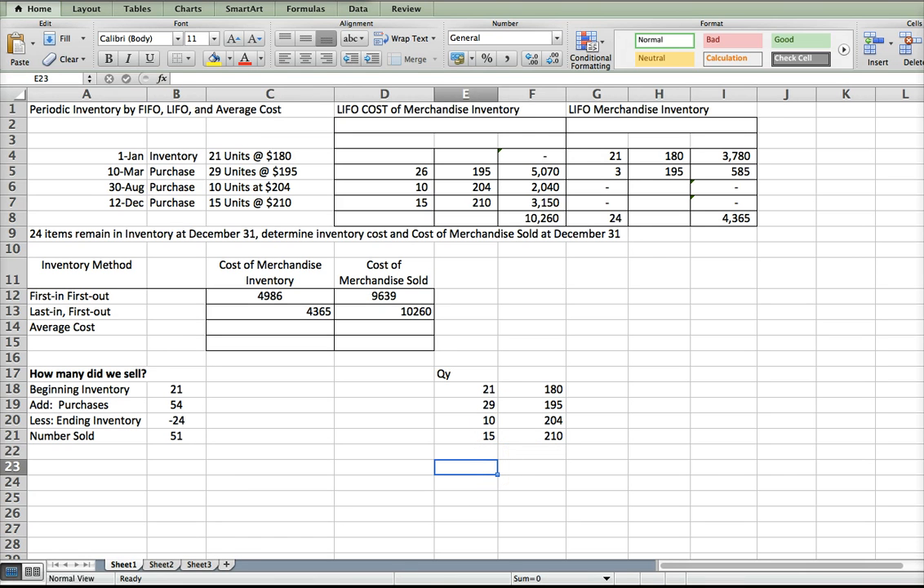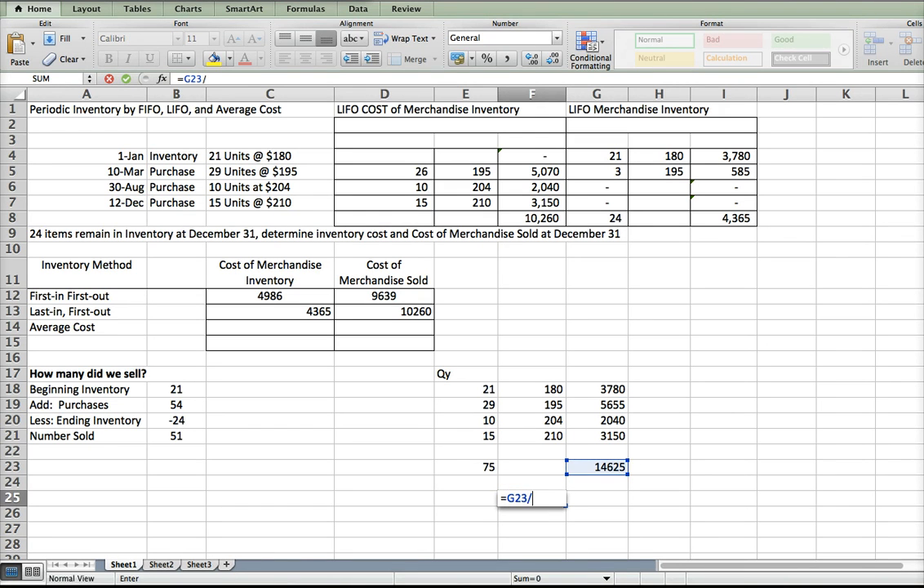Okay, so if I need to know what the average of these are, I would multiply the total cost of each at each price. So I said 21 times 180, 29 times 195, etc. And then I would get a total at the bottom of here. 14,625 is my total cost of inventory at this point. And then I need to know my total number of units, so I'm going to also sum my total number of units. And I'm told that I have 75. So to get the average, I'm going to say 14,625 divided by 75. This is my average cost per unit, $195.